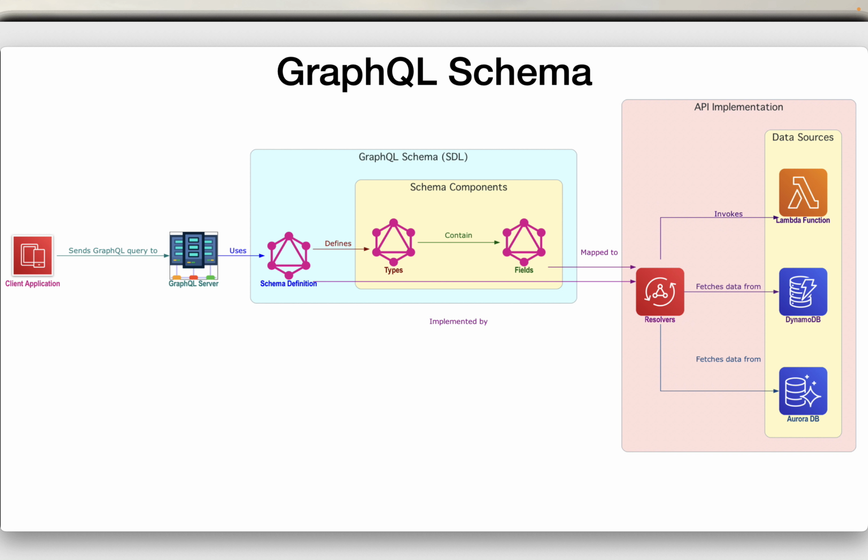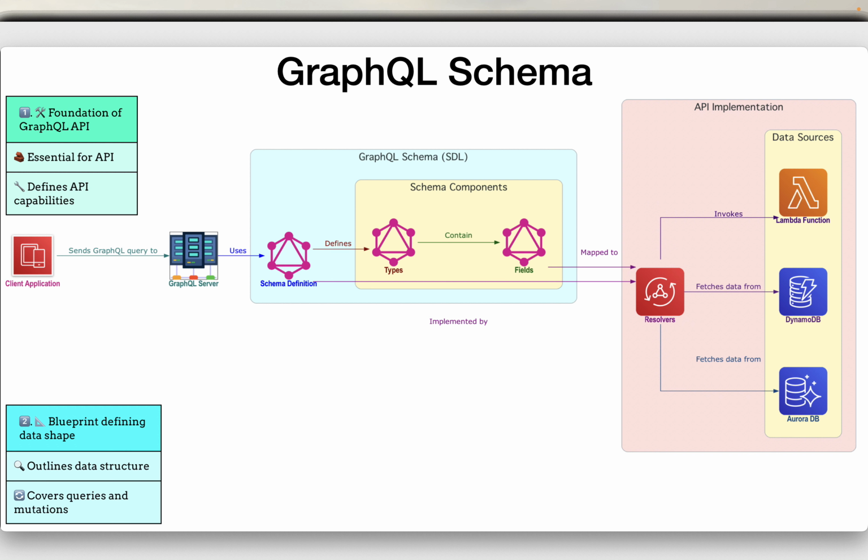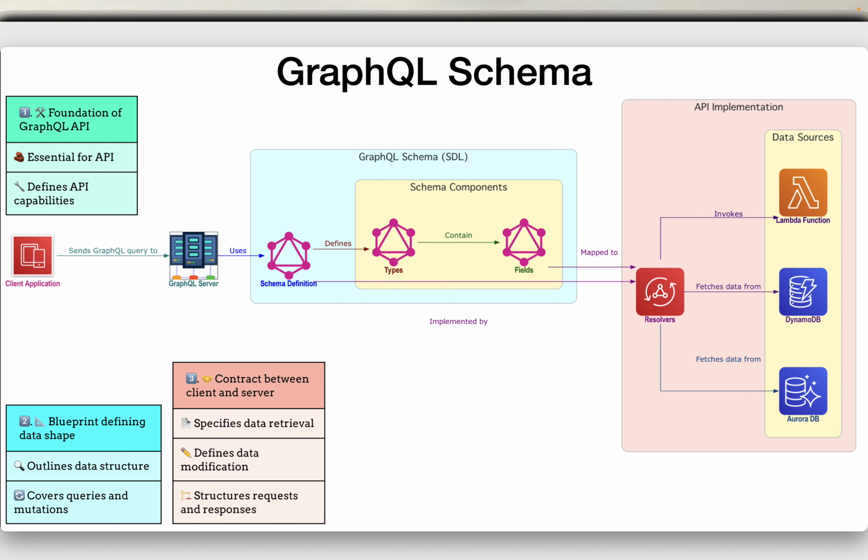Okay, first we'll see about the GraphQL schema. So the GraphQL schema is essential for a GraphQL API. It forms the basis upon which the API operates and defines its capabilities. The schema outlines the structure and shape of the data that can be queried or mutated through the API. Queried or mutated, in the sense it can be modified, like you can create, update. Queried means you just fetch. So it acts as an agreement between the client and the server, specifying how data will be retrieved, modified and structured in both requests and responses.